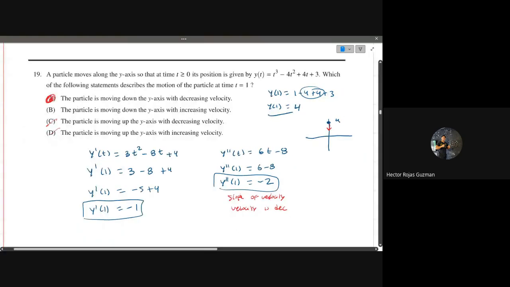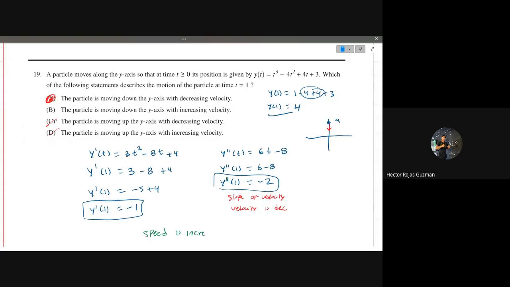Don't get it confused with speed, because in this case, speed is increasing. And that's because velocity and acceleration have the same sign. So really careful with that. The question was not asking about speed.